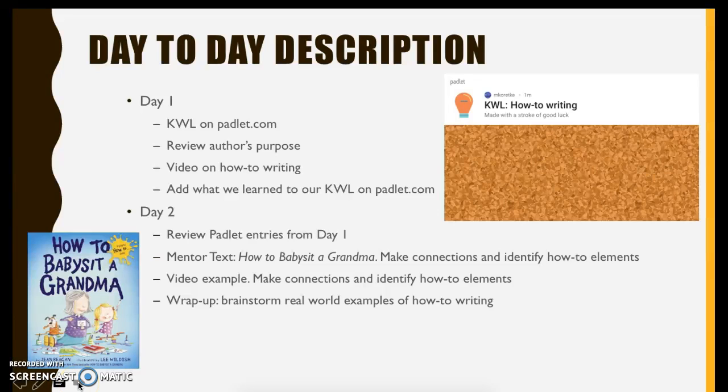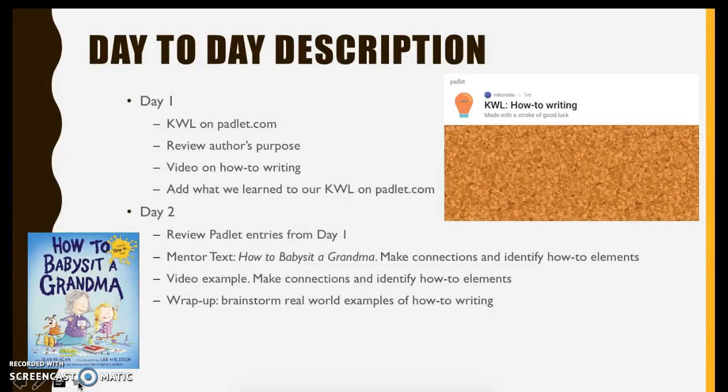On day two, we're going to start by reviewing our KWL from day one and make sure that we're making our connections back to what we did yesterday. And then today's focus will be on viewing some examples of how-to writing. So the first example will be a mentor text of how to babysit a grandma. And we'll make sure that we're going back and making connections to that story and then also identifying the how-to elements. And we'll be documenting those on a Google Doc as a class.